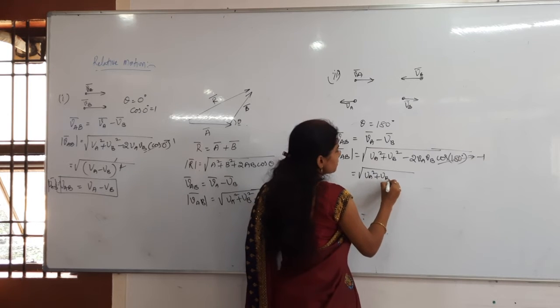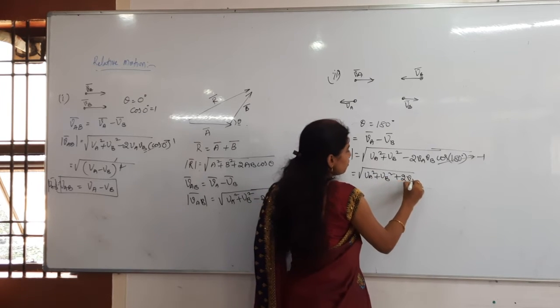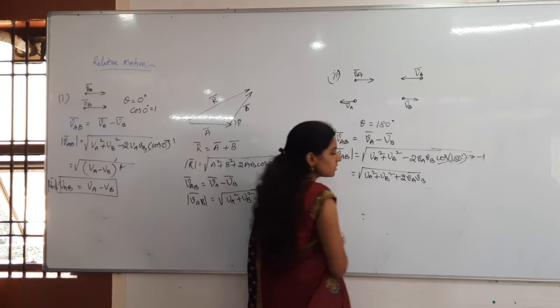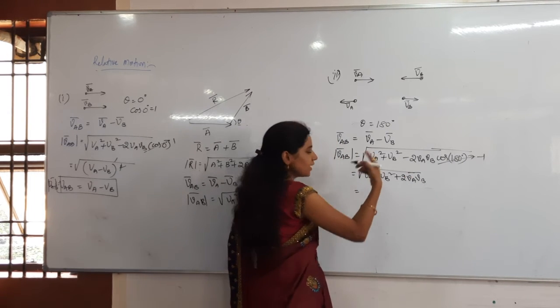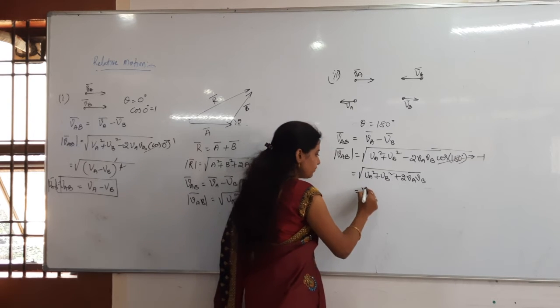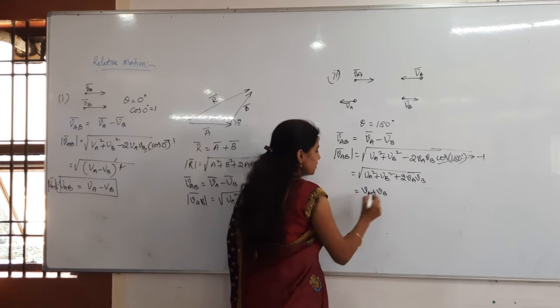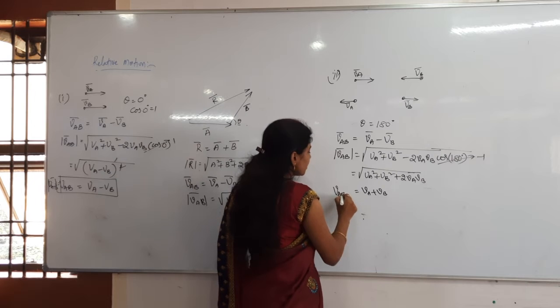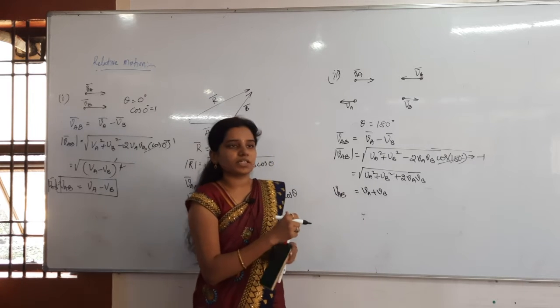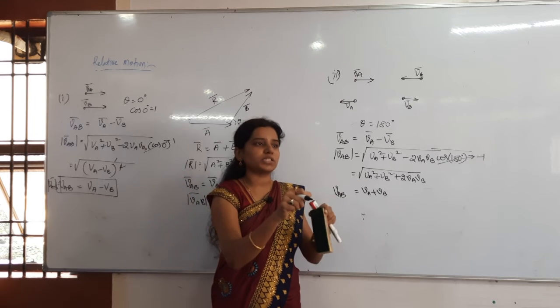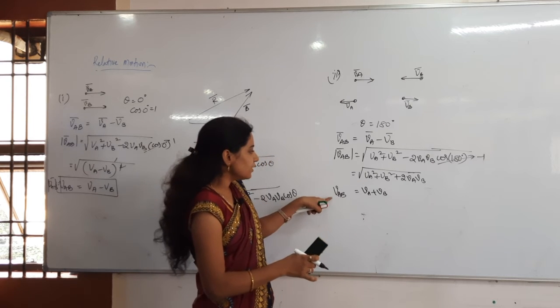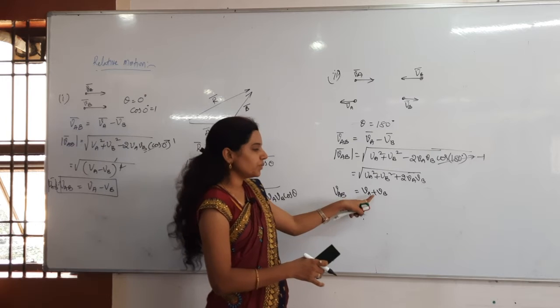Then what is the formula finally? VA square plus VB square plus 2 VA VB. Which form is this? VA plus VB whole square. So the square and the root get cancelled. What do we get finally? VA plus VB. If both bodies are either approaching each other or receding from each other, moving away from or towards each other, then the relative velocity of A with respect to B is VA plus VB.